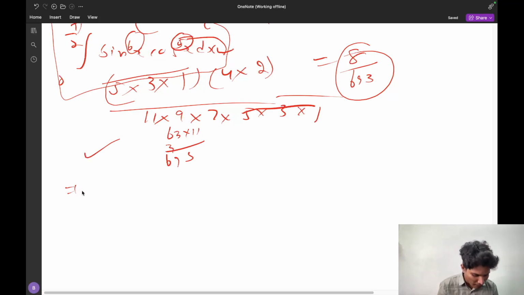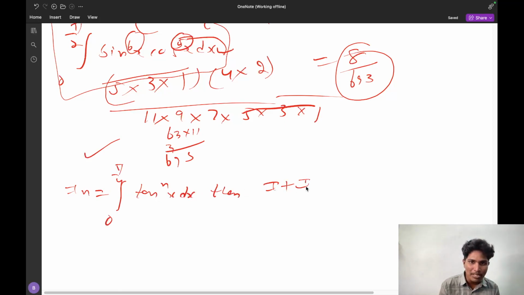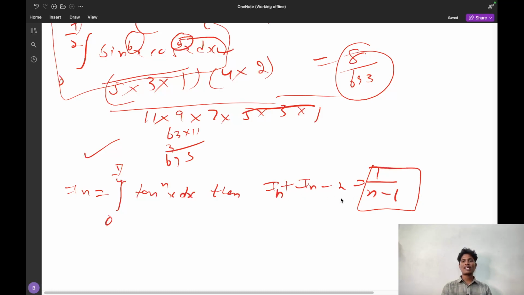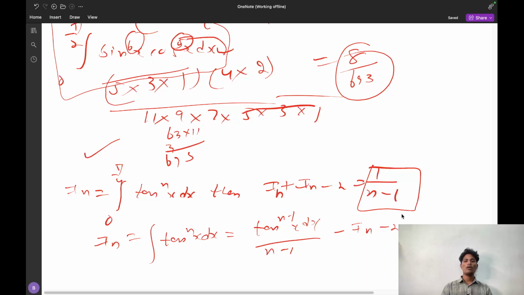And suppose if In is equal to integral 0 to pi by 4 tan power nx dx, then In plus In minus 2 is equal to 1 by n minus 1. This is a simple answer. That is In plus In minus 2. I already discussed what is the integral, what is the power. In is equal to integral tan power nx dx. What is the reduction formula? I already discussed. That is tan power n minus 1 x dx divided by n minus 1, minus In minus 2. That is In minus 2.